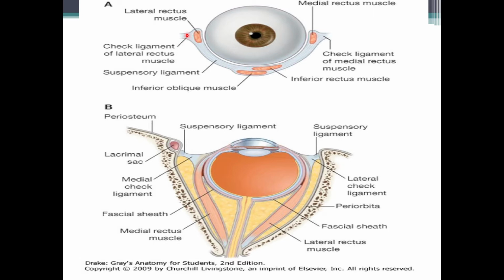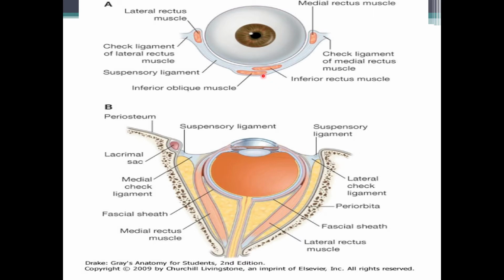It is known as what? It is your lateral check ligament. Same way it is there on the medial side also. On the medial side, it engulfs the medial rectus muscle, and after engulfing it, it gets attached onto the lacrimal bone after forming the medial check ligament. So this is the medial check ligament.